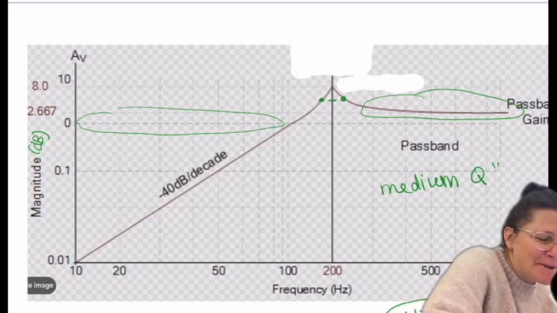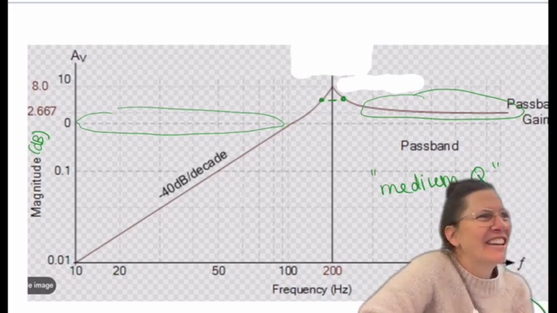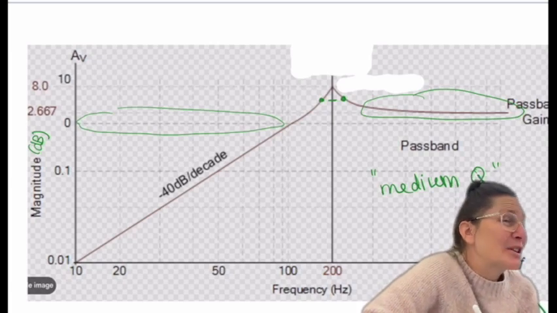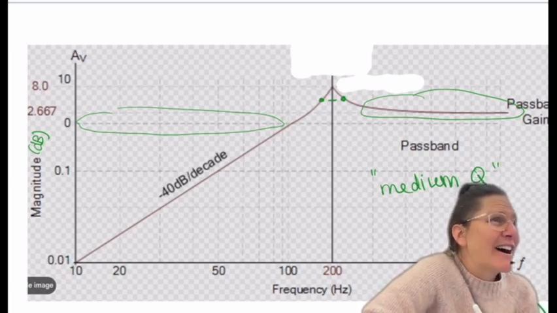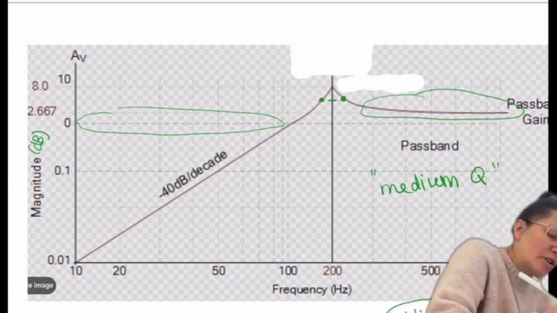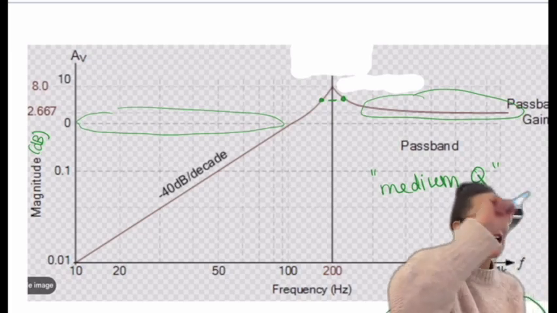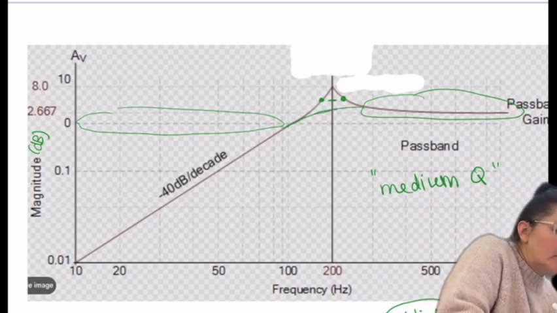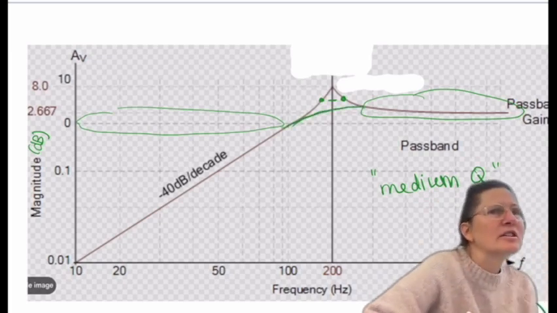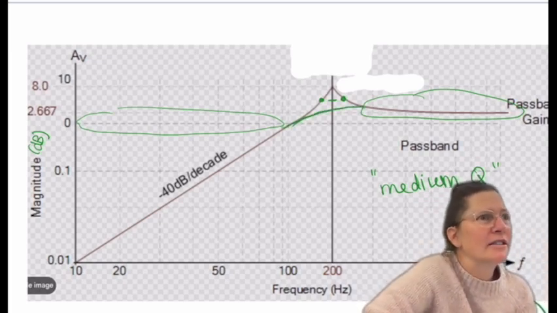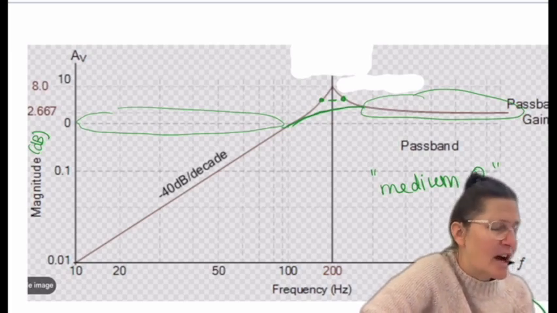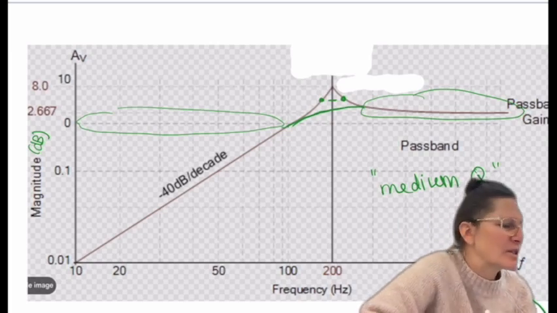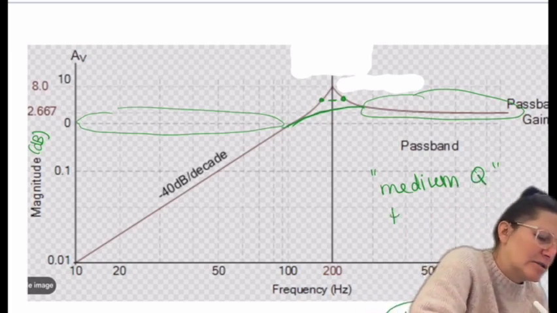Okay, I'll make mine more obvious. We'll say this is a medium Q. Why wouldn't this be a high Q? I would lean towards high Q if I was going to make it high or low. Low Q for a low pass and a high pass makes it look exactly the same. It's very smooth, so I would lean towards saying this is a high Q.